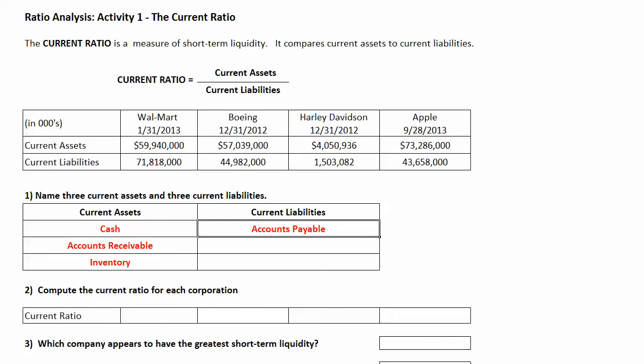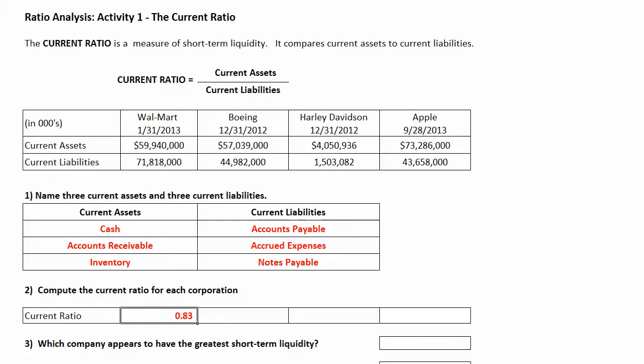And those will include accounts payable, accrued expenses, things such as wages payable, utilities payable, taxes payable, or interest payable, and also perhaps short-term borrowings, which we often refer to as notes payable. Our current ratio then is the ratio of current assets to current liabilities. So for Walmart, to calculate the current ratio, we'll take our current assets of $59 billion and divide it by $71 billion in current liabilities. And we see Walmart has 83 cents in current assets for every $1 in current liabilities.